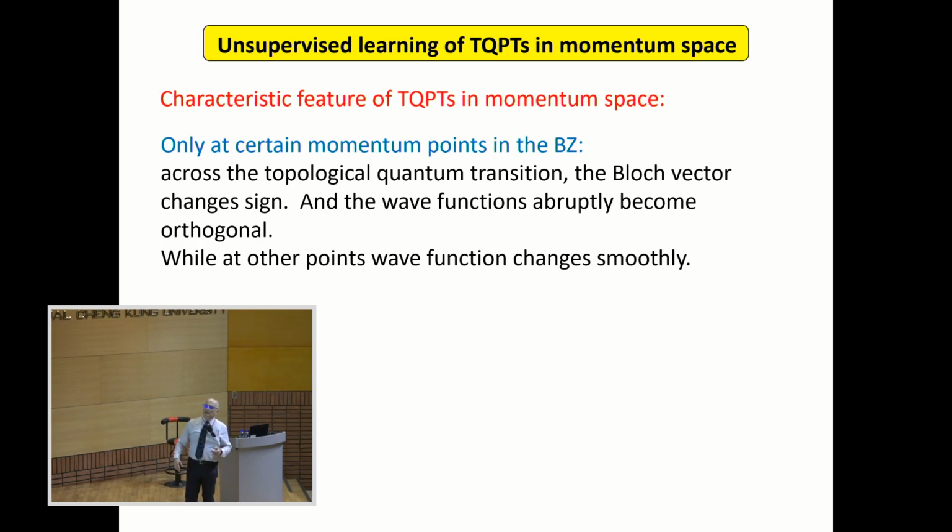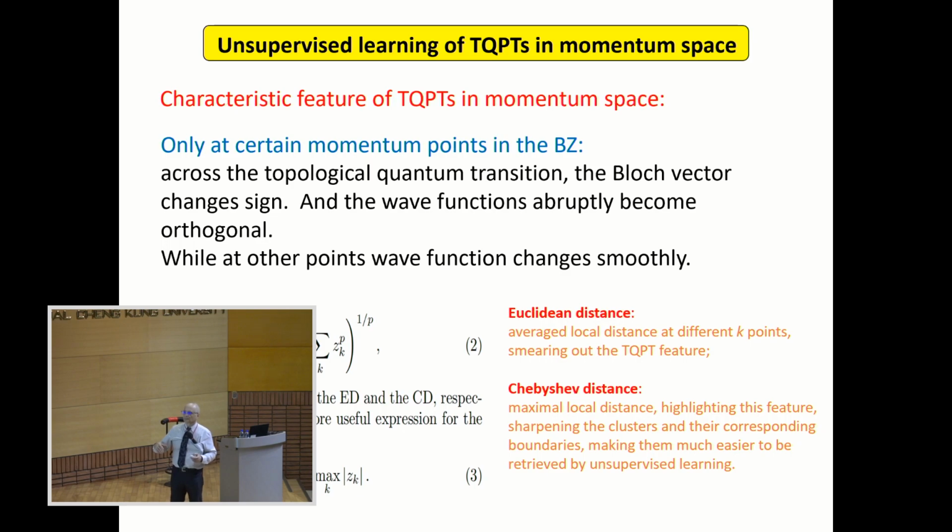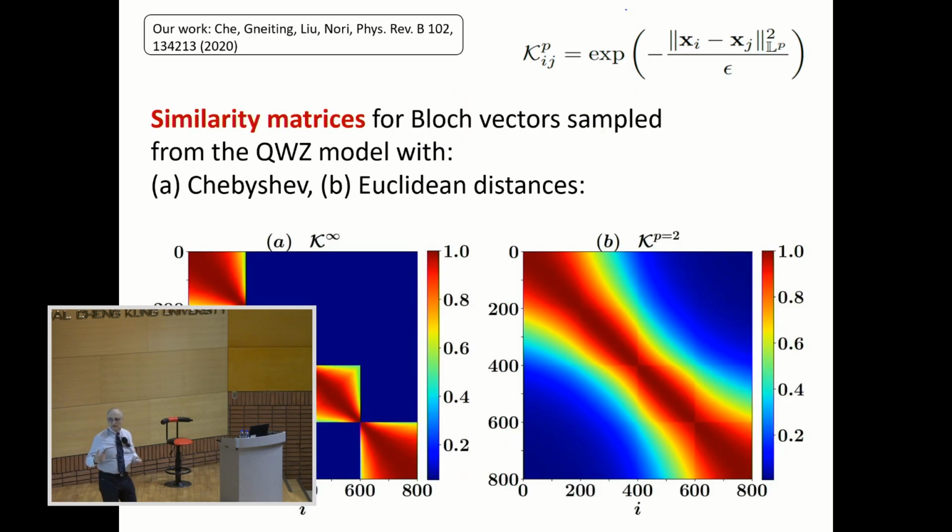So therefore, okay, this is more technical. Essentially, what we did is that with this Euclidean distance, it was smearing out the topological features. With the Chebyshev distance, we're able to highlight the features. We're sharpening the clusters, the boundaries, making them much easier to be retrieved by unsupervised learning. So that's the point. This is a long paper that many people are liking, essentially.